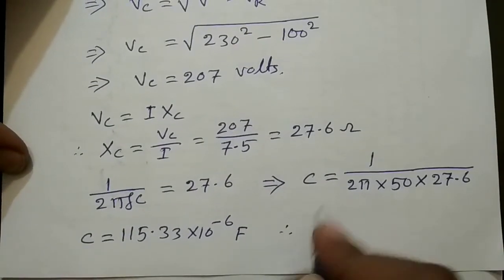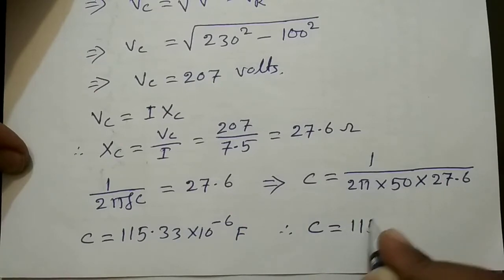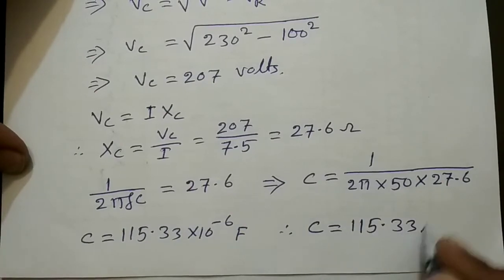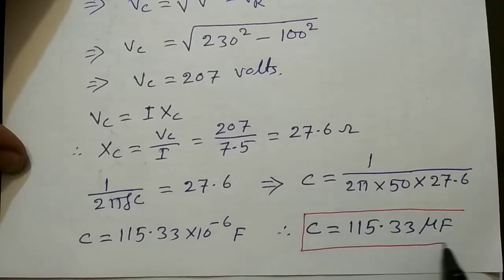So finally, the value of C can be written as 115.33 microfarad. So this is the answer. So the value of the capacitor to be connected in series with the lamp, its capacitance value should be 115.33 microfarad.